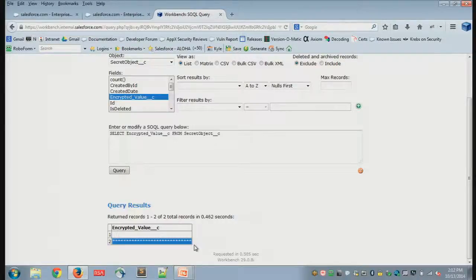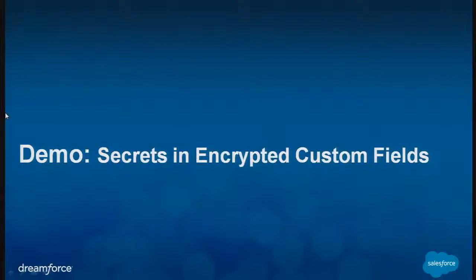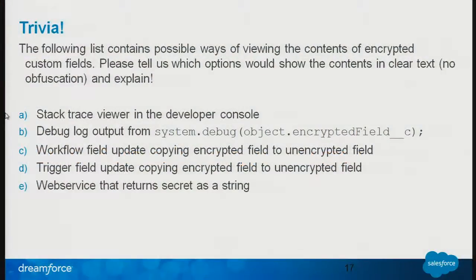But we're a system administrator. Kyle, is there a way we could get around this? There is indeed. But we think it's a good opportunity for a trivia question instead. So we're going to ask you now how we would get around this. The following list contains possible ways of viewing the contents of encrypted custom fields in plain text. Please tell us which options would show the contents in clear text with no obfuscation, and explain.